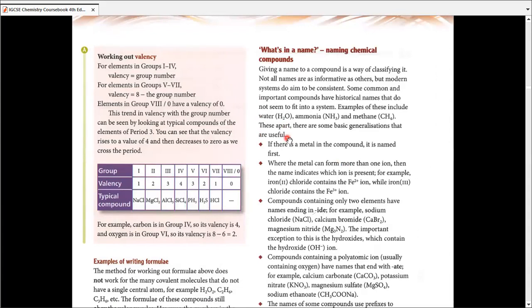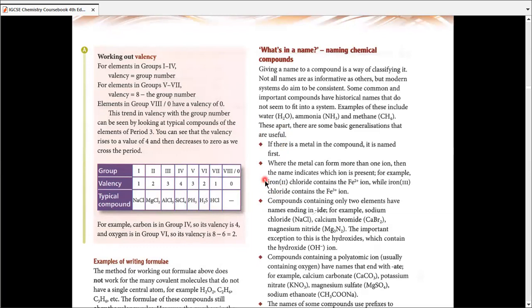Before I go with any of those rules, let me tell you that giving a name to a compound is a way of classifying it, and the classification depends on many methods. However, this is the most common method the whole world adopts. This kind of naming is important for us to understand, and we have some rules for the entire world to follow so that differences between different parts of the world don't come in the way of naming the compounds.